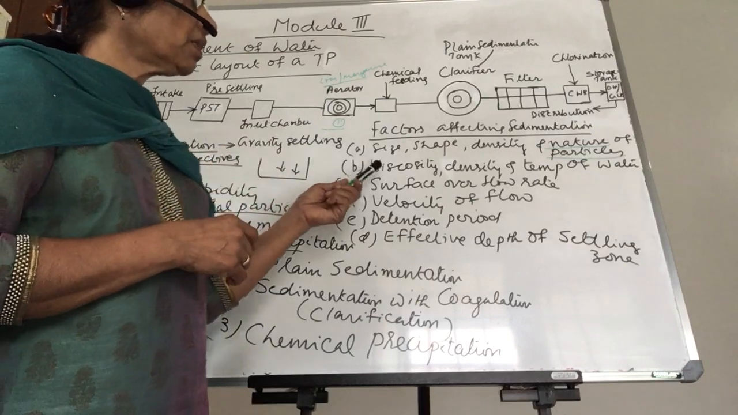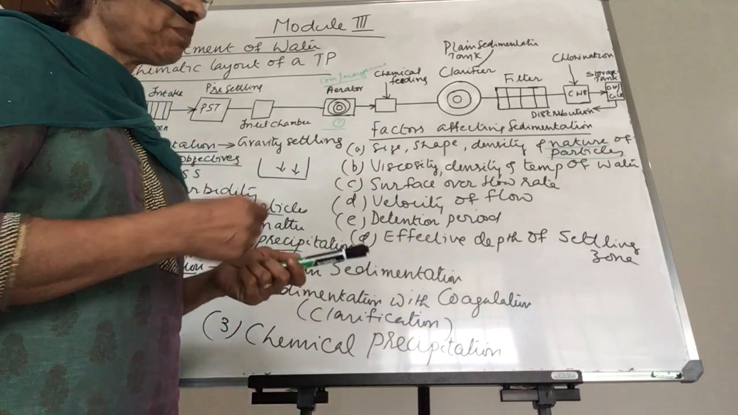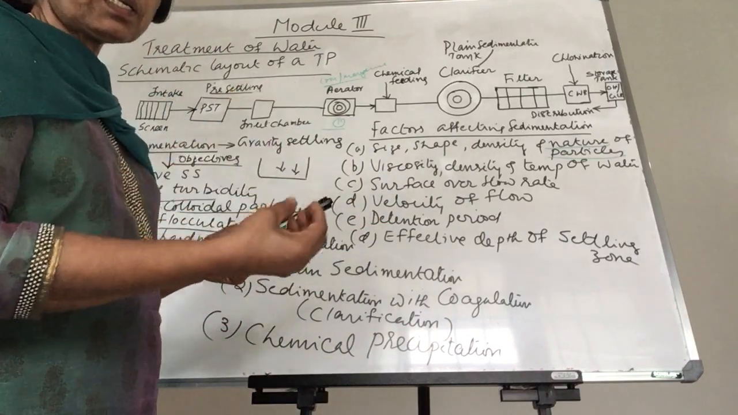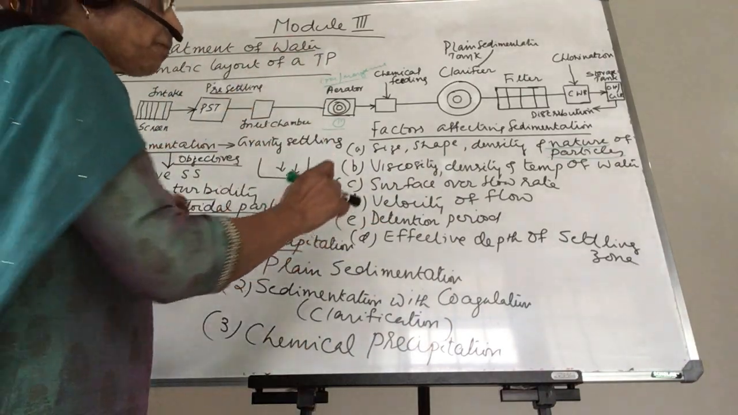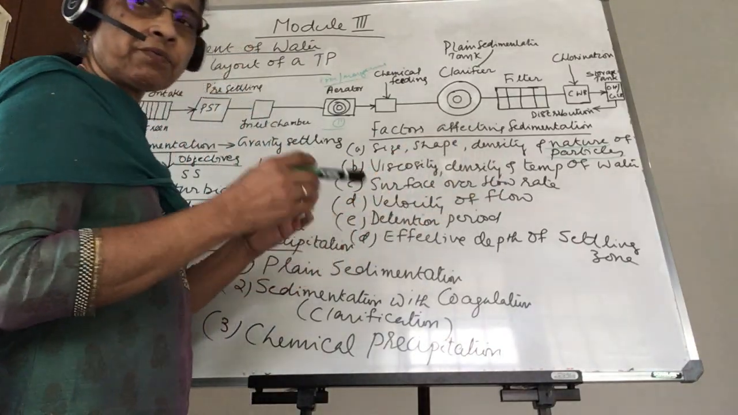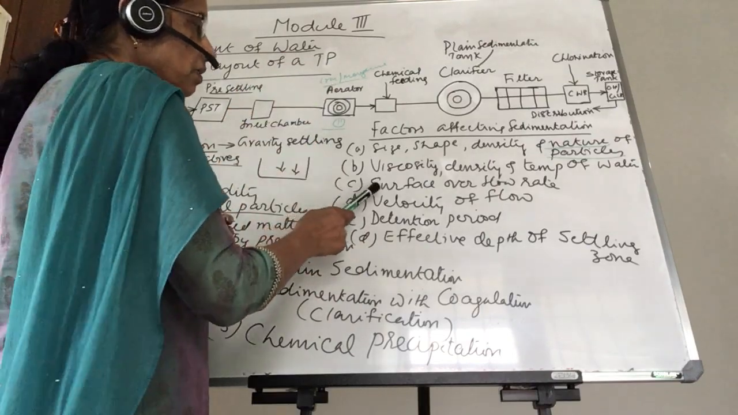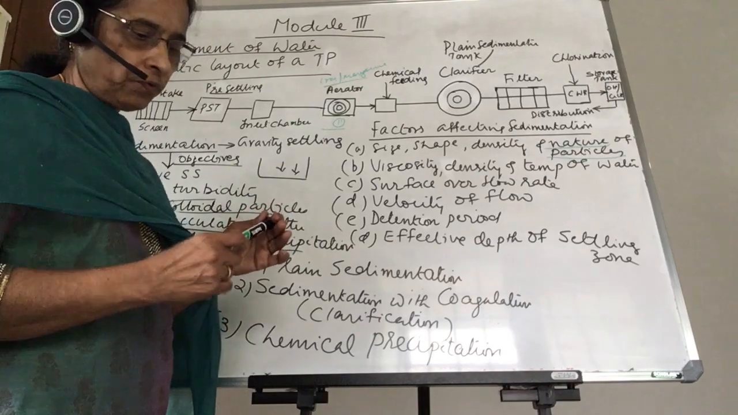Then the viscosity, the density and temperature of the water. That means where the treatment process is taking place. That is the viscosity of the water, the density and the temperature of the water where we want to conduct the sedimentation process. Then the third one is the surface overflow rate.